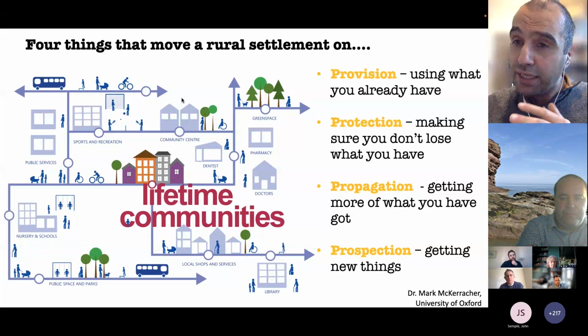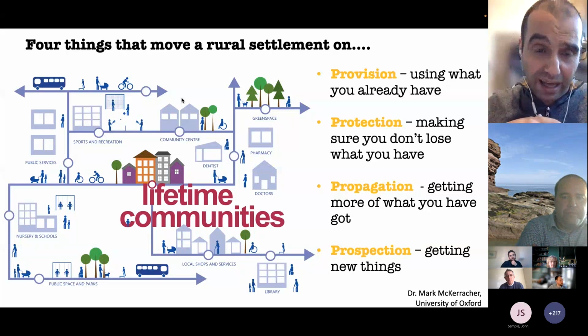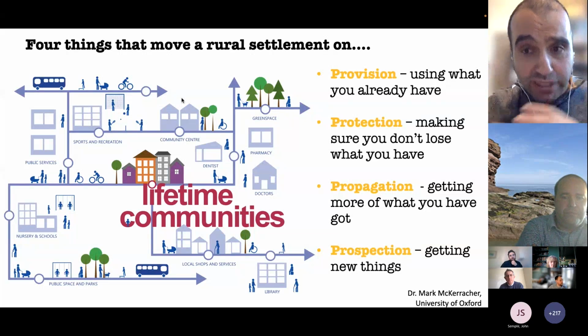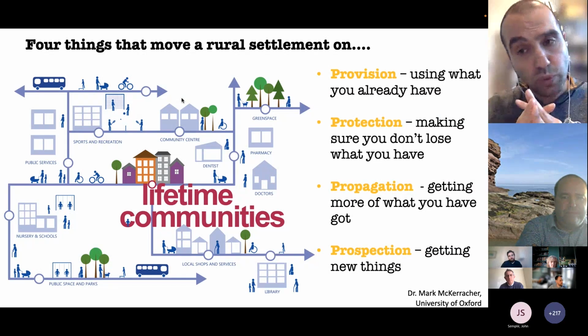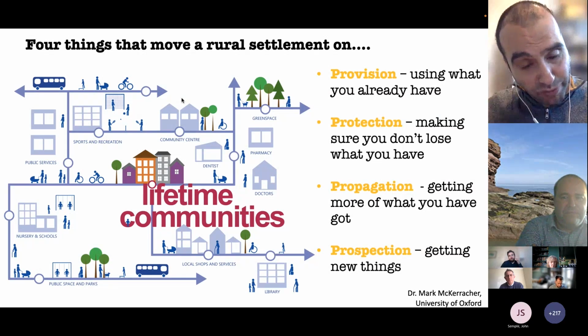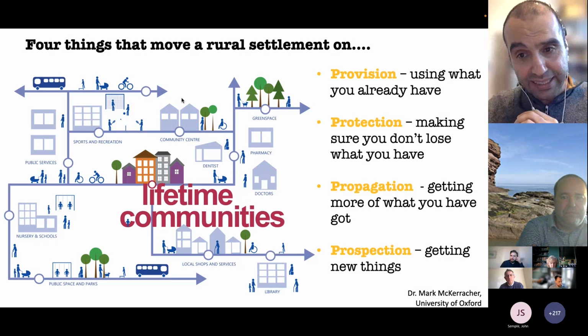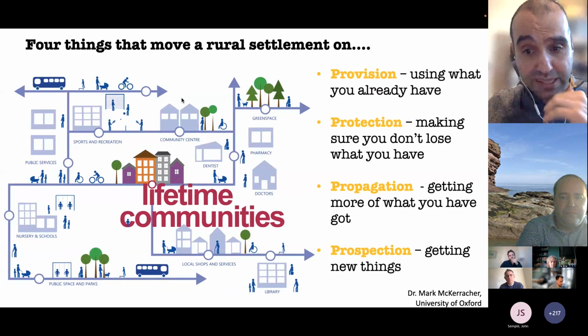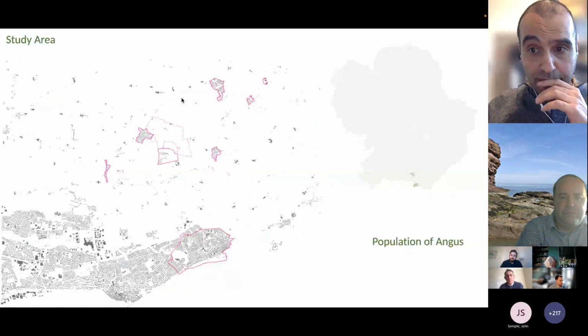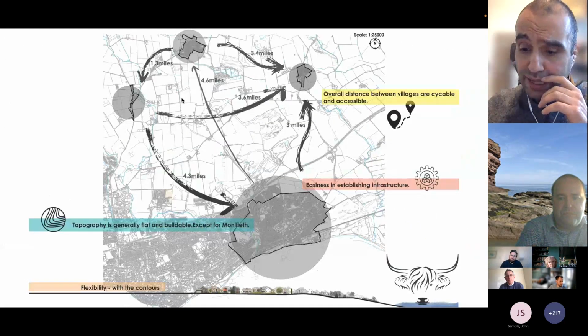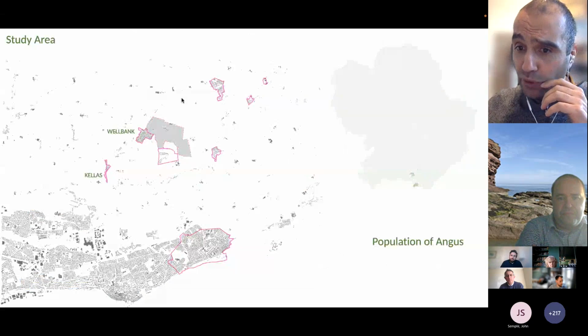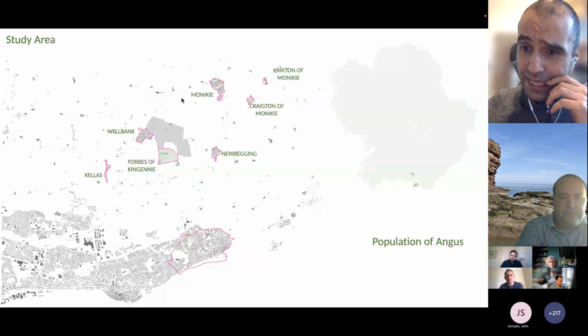Firstly, provision, using what we already have. Protection, making sure we don't lose what we already have in terms of character, landscaping, identity. And also propagation, getting more of what we've got already before we start getting new things, which was also an option.